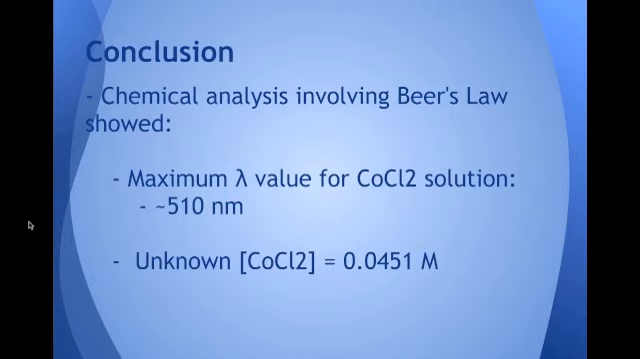So, moving on to the conclusion of this experiment. So, the chemical analysis involving Beer's law showed two things. First of all, it showed the lambda max value for the cobalt chloride solution to be approximately 510 nanometers. It showed a second thing. Upon completion of the experiment, the concentration of the unknown solution was found to be approximately 0.0451 molarity.